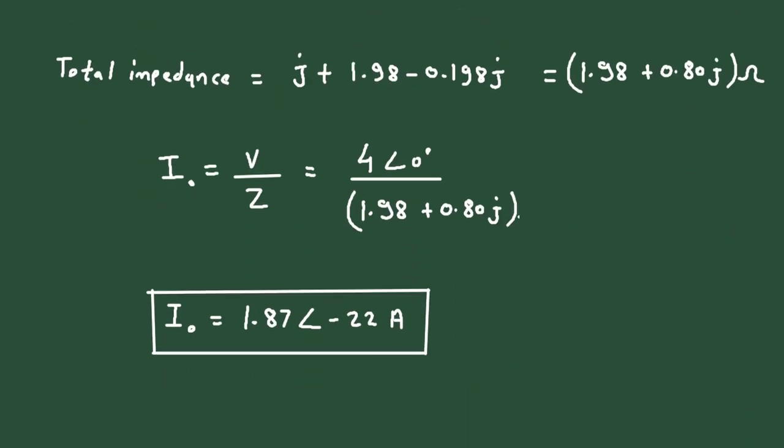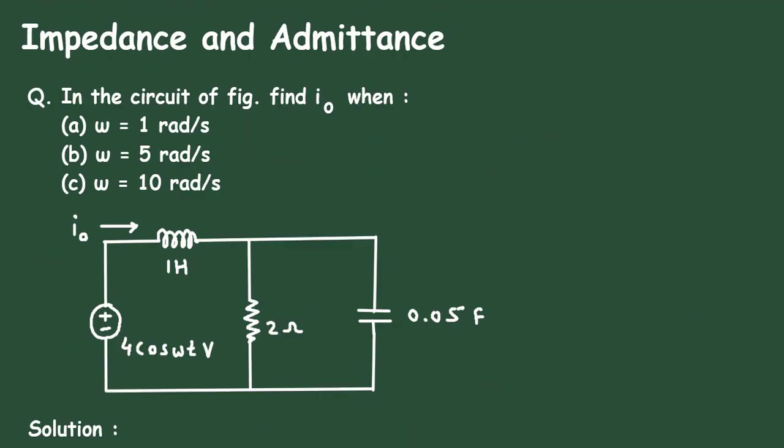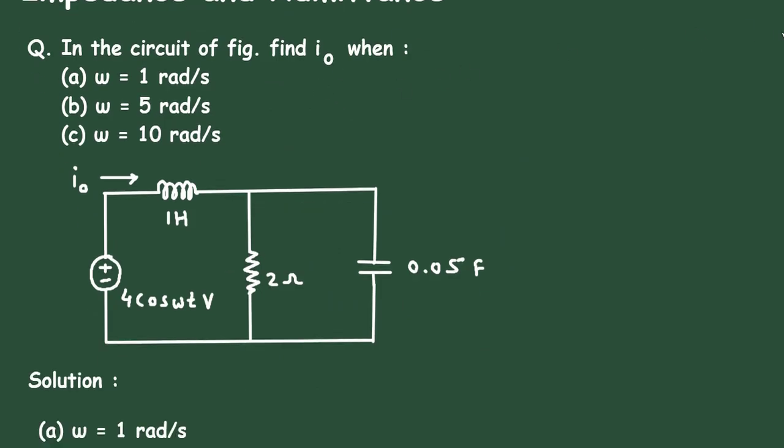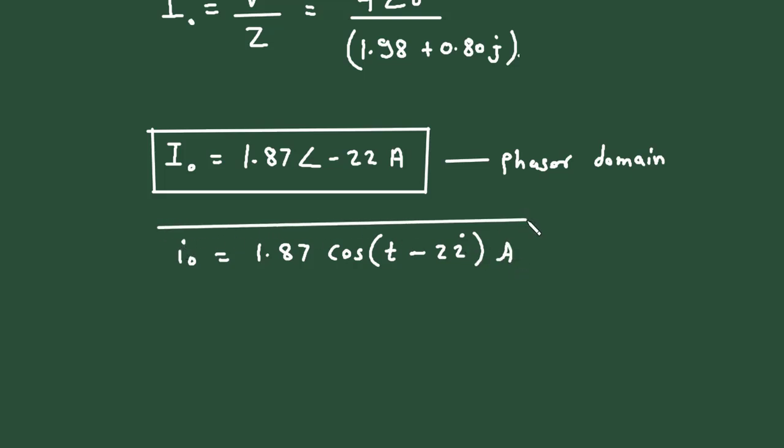Now we got the value of Io in phasor domain. This is in phasor domain, but we need the answer in time domain format. So Io is equal to 1.87 cos omega t plus phi. The value of omega is 1, so 1t, and phi value is minus 22. So this will be minus 22 degree, and since it is current, its unit will be ampere. So this is the answer when omega is equal to 1 radian per second.